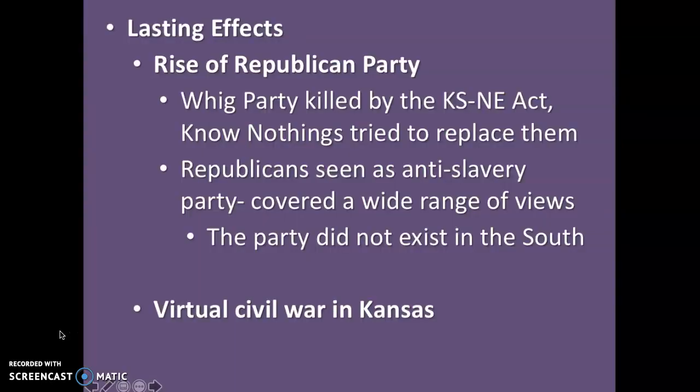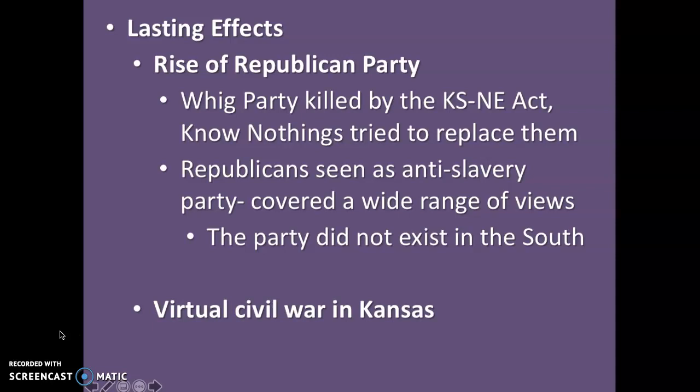Part of the lasting effects that comes out of the Kansas-Nebraska Act, as you pointed out, was the rise of the Republican Party. The Whigs and the Democrats had been the major parties prior to this time, but the Whig Party is killed off by the Kansas-Nebraska Act. It was so divisive. And so the Know-Nothings try to come in their place. They were more formally called the American Party, but the Know-Nothings is what they were known as more.